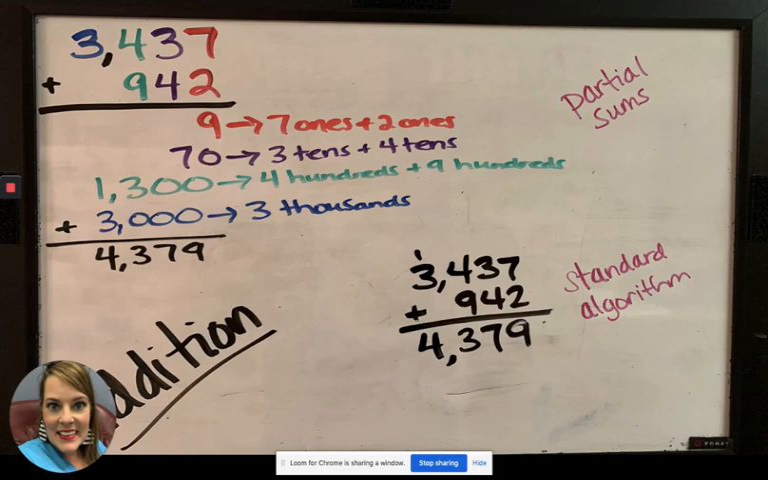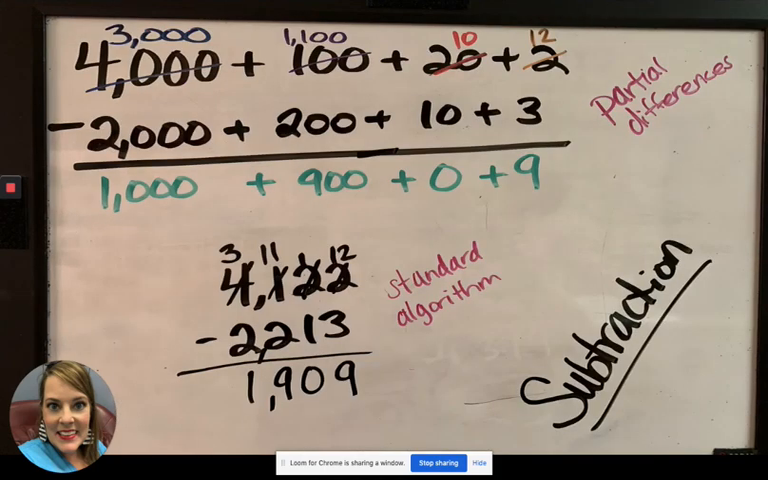Next, we're going to look at my subtraction example. Remember, subtraction means you're taking one amount from another, and the answer to a subtraction problem is called the difference. All right, so in the top example, you'll notice that we did partial differences, and I did that in the expanded form, which is a little different than I showed you in the addition example because I wanted you to be able to see it in a different way. So we're subtracting 2,213 from 4,122.